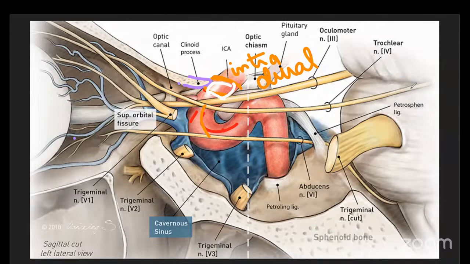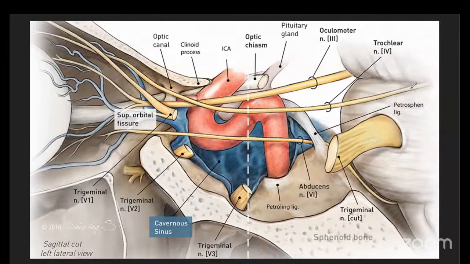Let me clear all of my slides. So what else can you see here? There are a lot of interesting structures going around. You can see the ICA curving around here, and you can also see the optic nerve, which, in this view, is posterior to the ICA. Is it visible? This here is the chiasm, and this is the optic nerve.